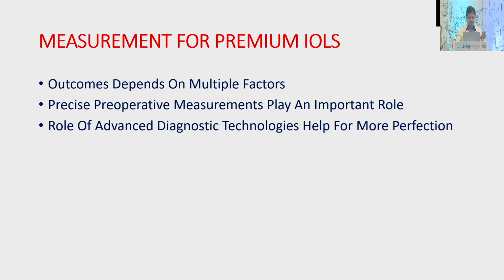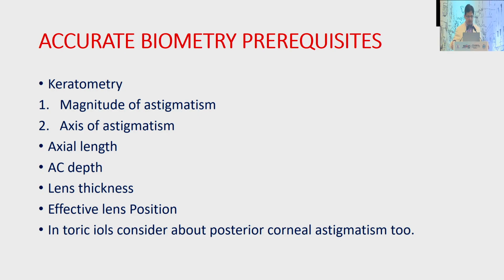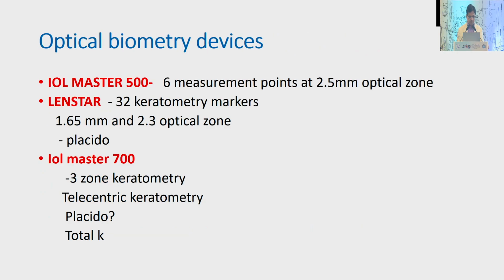outcome depends on multiple factors. Precise preoperative measurements play an important role, and the role of advanced diagnostic technologies is more important for perfection. Accurate biometry is requisite: you have to go for keratometry, because we need the magnitude of astigmatism and also the axis of astigmatism. Then axial length, AC depth, lens thickness, effective lens position, because nowadays the newer formulas are based on the effective lens position and all these parameters. Optical biometry is a must nowadays, like IOL Master 500, 700, Lenstar, because these give the keratometry markers of 1.65 mm and all the newer things.